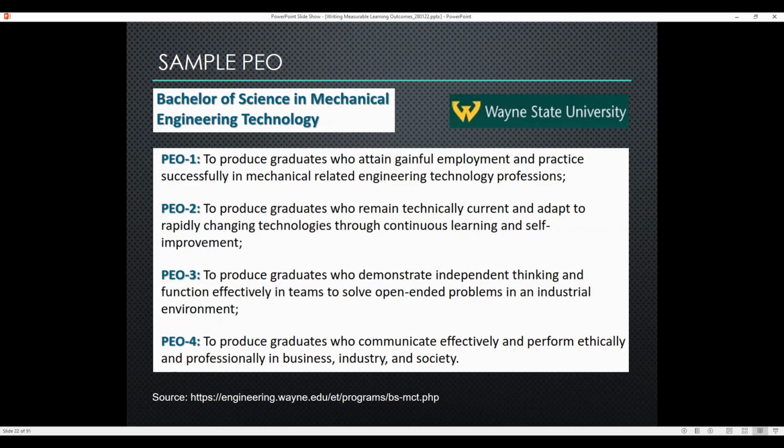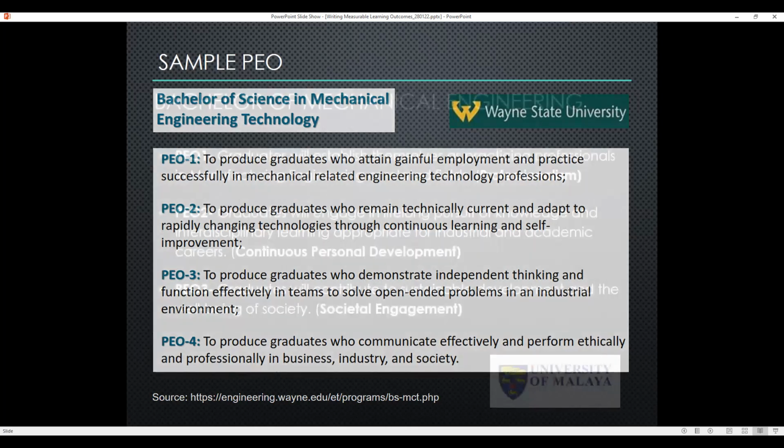And last one, to produce graduates who communicate effectively and perform ethically and professionally in business, industry, and society. And again, this is about them being effective in the workforce, okay? And not just sitting around, yeah?